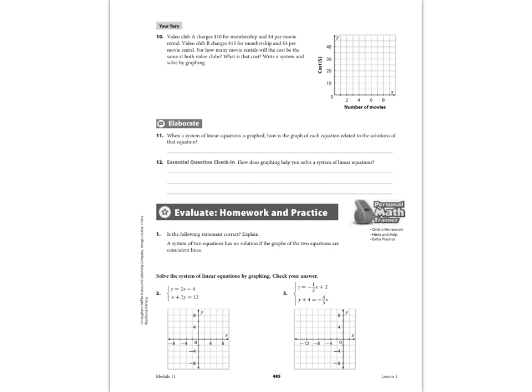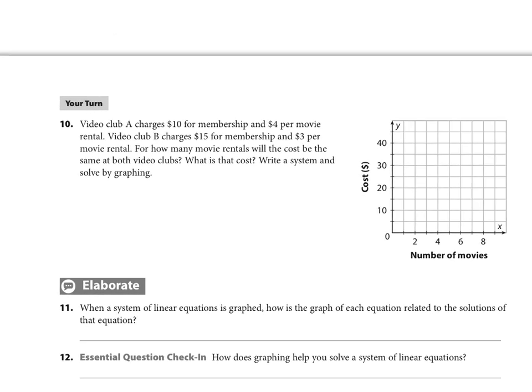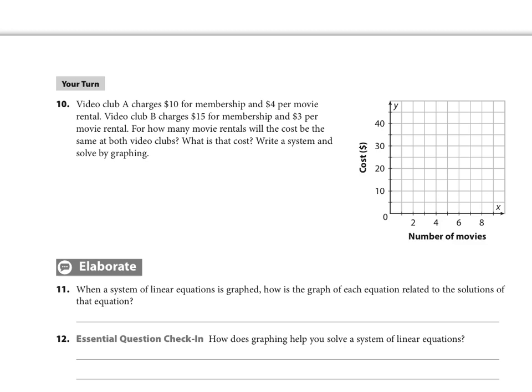And the last Your Turn we're going to be taking a look at is number 10. It's a word problem. It's still going to be a system of equations. So we've got 2 different video clubs we're going to be looking at. Each will represent its own line.